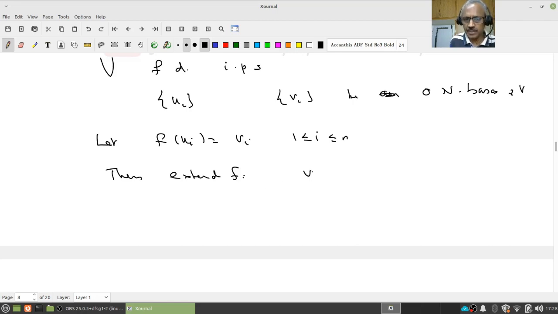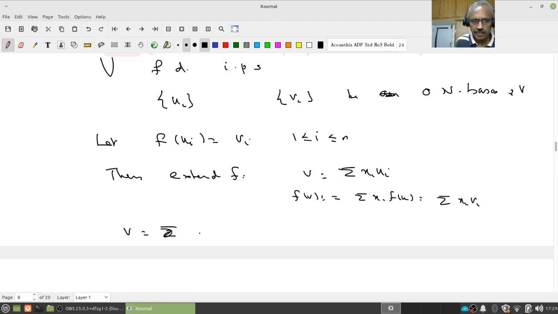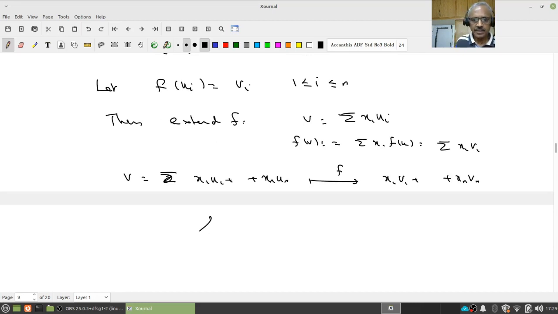Just to be on the safer side, let me go through it. If I write v equal to summation xi ui, then f of v we define to be summation xi f of ui, because if f is linear it must be true. But what is f of ui? It is vi. Therefore I know how to define that. So if my vector v is x1 u1 plus ... plus xn un, under f where does it go to? x1 v1 plus ... plus xn vn. This is a linear isomorphism, easy. A linear map is good enough for me.